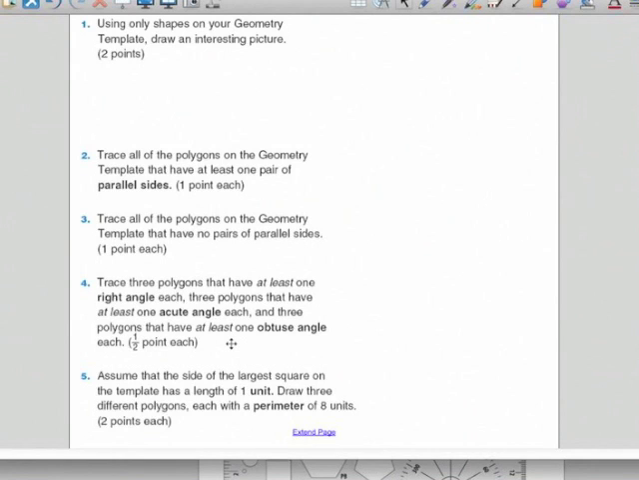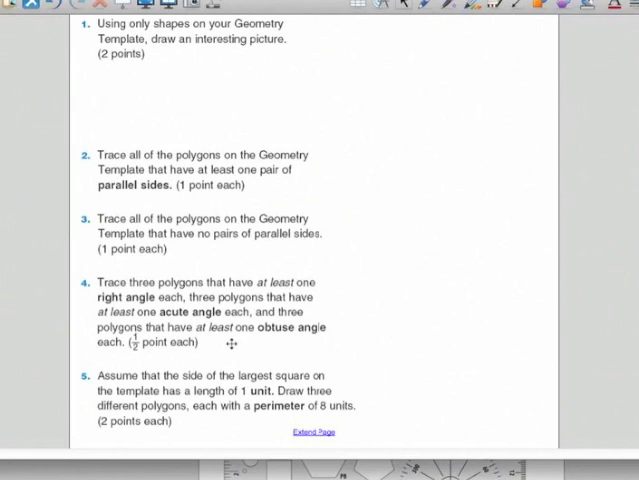Trace 3 polygons that have at least one right angle each, 3 polygons that have at least one acute angle each, and 3 polygons that have at least one obtuse angle each. Half point for each of those, but make sure you label them. So right angles, acute angles, obtuse angles, okay?